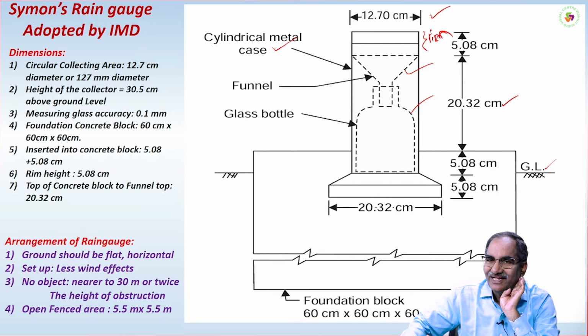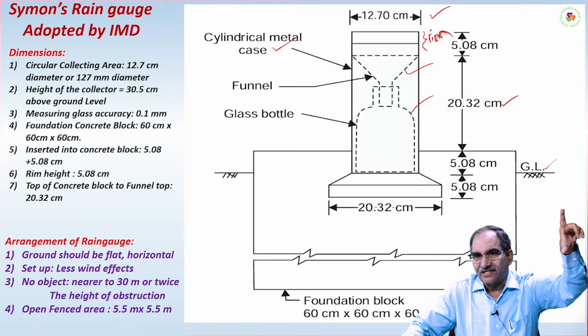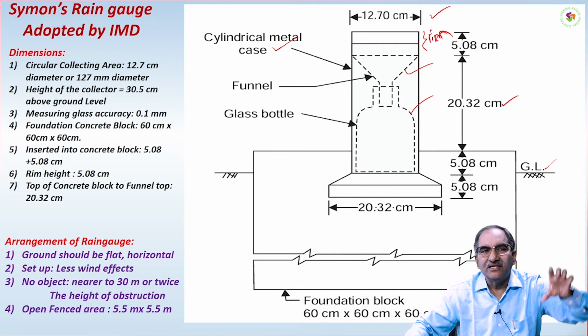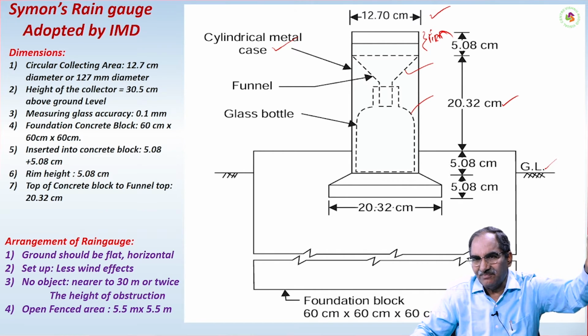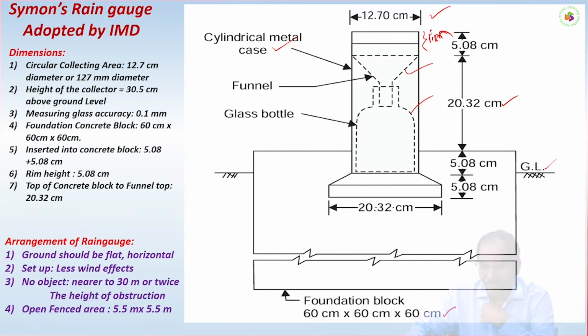Suppose a multi-storied building has come, for example, you are taking it as some 15 meters. So that means at least 30 meters. If the multi-storied building is, say, 7 meters, then at least 14 meters on all the sides. Naturally, there should not be anything. A very important point is it says twice the height of the obstruction or 30 meters, whatever is possible, that you need to follow.